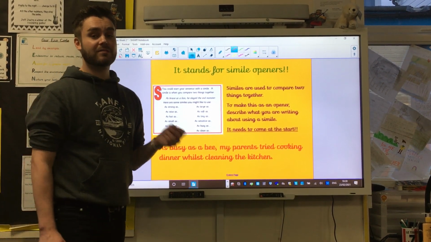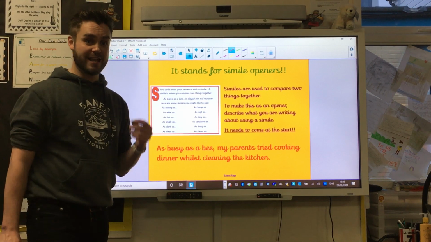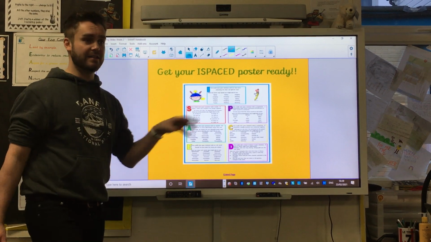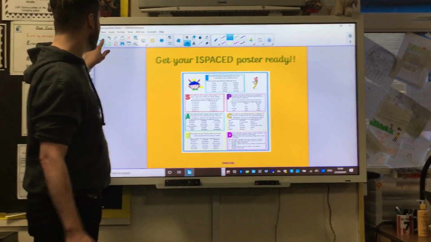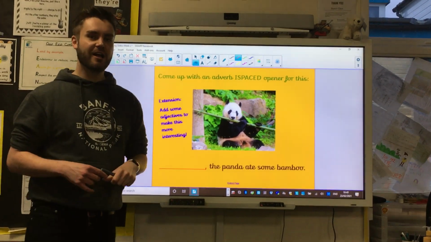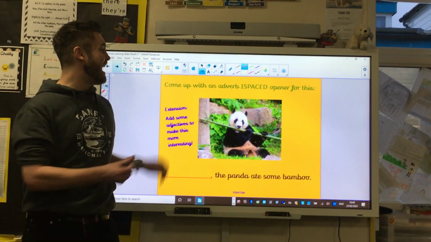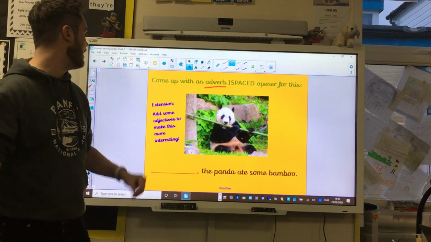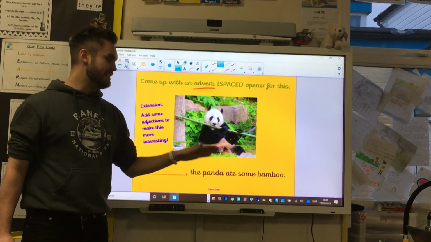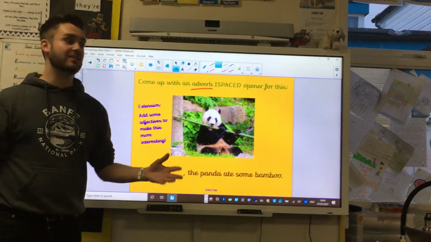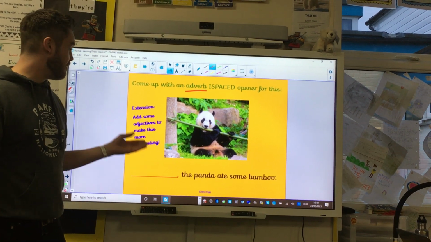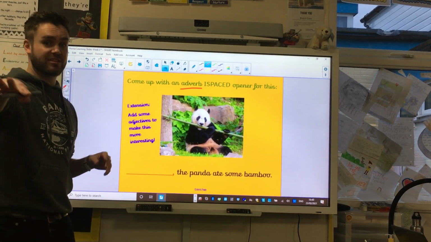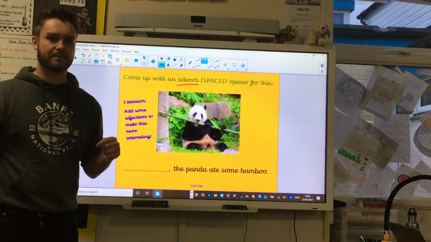Now today, we're going to focus on just a few of these I-space openers, and we're going to do a few together now as a class. So, you'll need to get your I-space poster ready. You'll find this on the home learning pages too. Here's a picture of a panda. I need you to come up with an adverb I-space opener for this. So that's the words that end in ly. Blank, the panda ate some bamboo. All you need to do is add an I-space opener, an adverb one, right in there. If you want a little challenge, try and add some adjectives to make this more interesting.